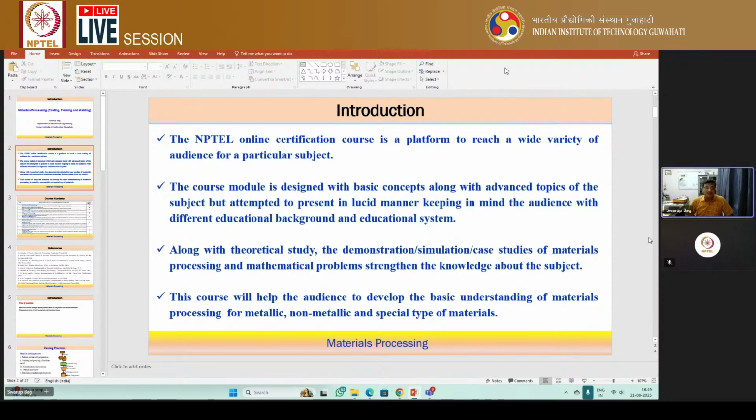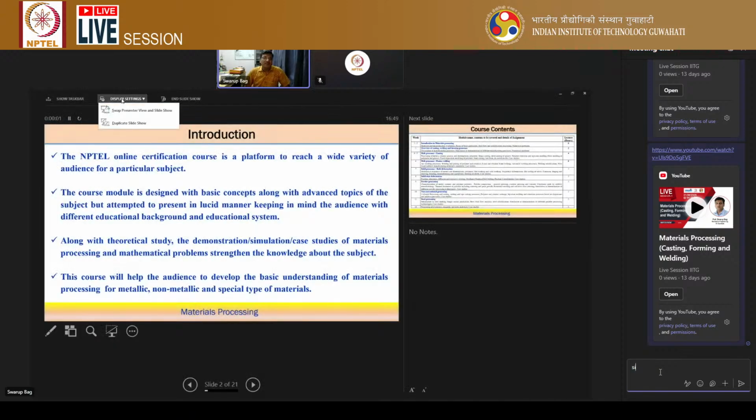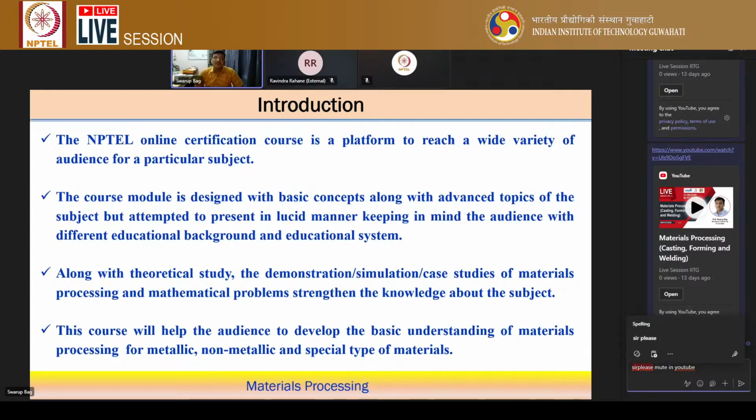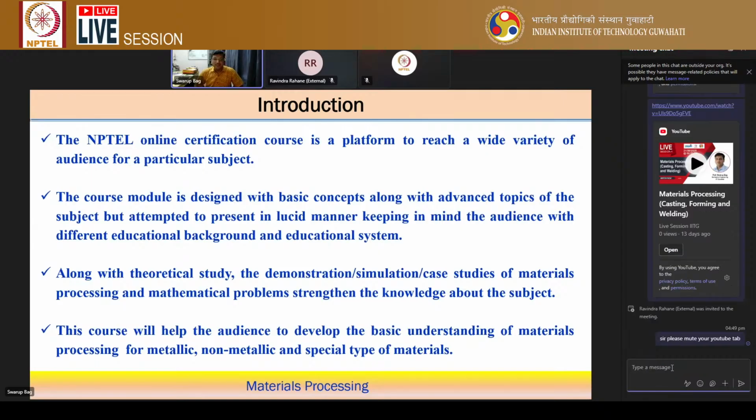And it is obvious that we know NPTEL is an online certification course, and here we have designed this course for a wide variety of audiences in this particular subject. The course module is designed looking into the very basic concepts, and gradually we develop to understand the very complex processes or advanced techniques associated with this subject.